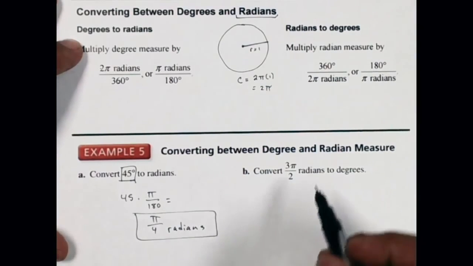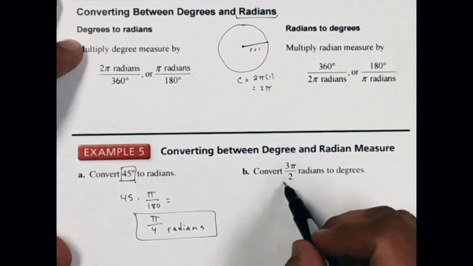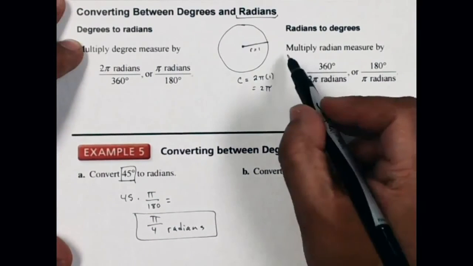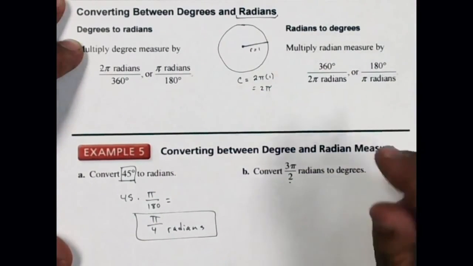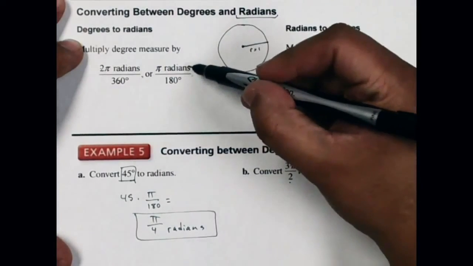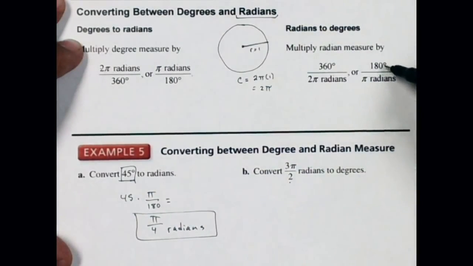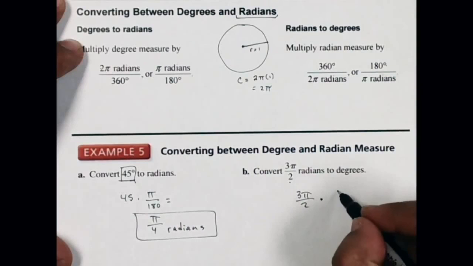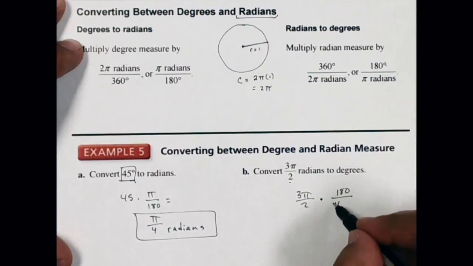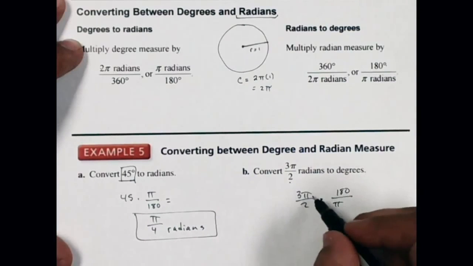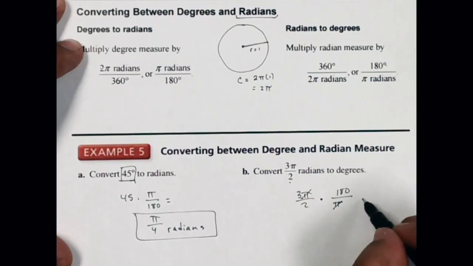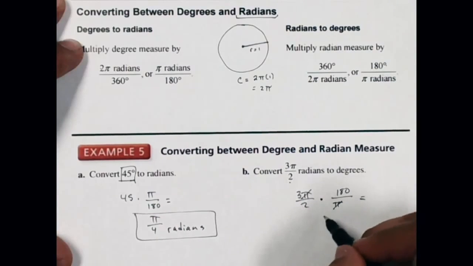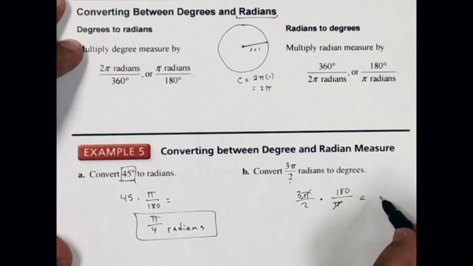Now, if I want to go the other direction and take radians to degrees, I'm going to multiply by the reciprocal. So instead of having pi over 180, I'm going to multiply by the reciprocal, 180 over pi. So I take 3 pi over 2, and I want to multiply that by 180 over pi. Okay. Notice that my pi's here are going to cancel. So I'd have 3 times 180 divided by 2. So that would be 270 degrees.